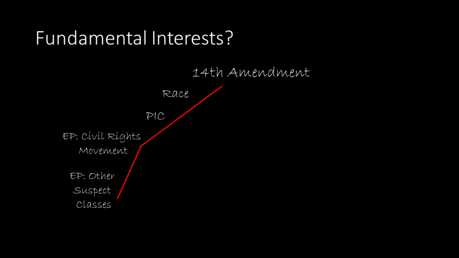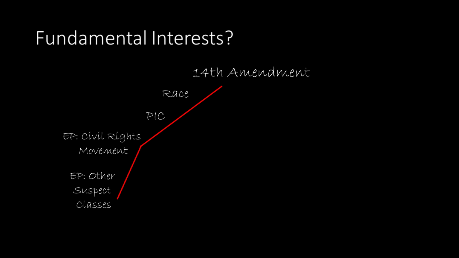Now you might be thinking, well, wait a minute, what about alienage? We have seen that alienage is a suspect class, and alienage is not an inherent characteristic of a person, it's a legal distinction. Alienage is its own category because it's its own category in the constitutional context that we've looked at, and that's why we're looking at alienage as a suspect class.